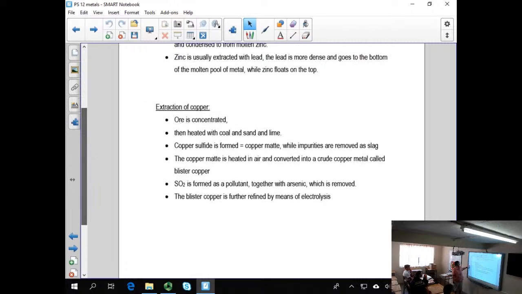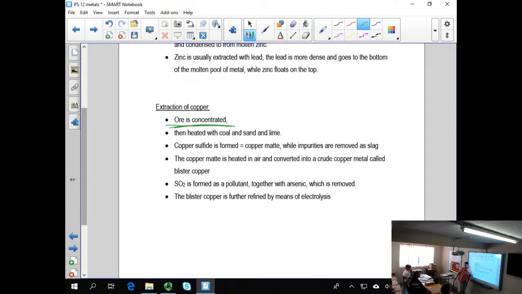Zinc, and the next one is copper. The ore, just like any of the other ores, has to be concentrated. The general process that we've done is, for example, froth flotation, where they add the foaming agents and agitate the mixture, and we find that the impurities sink to the bottom, and the ore attaches to the foam. All right. So once they've got the ore concentrated, then it is heated with coal and sand and lime.